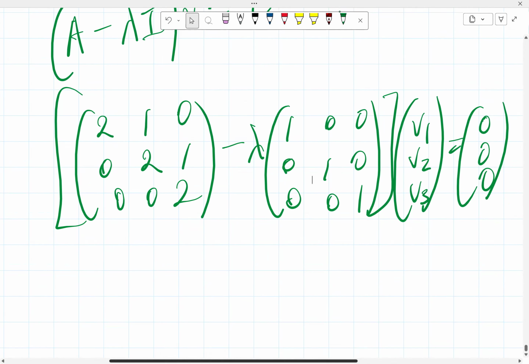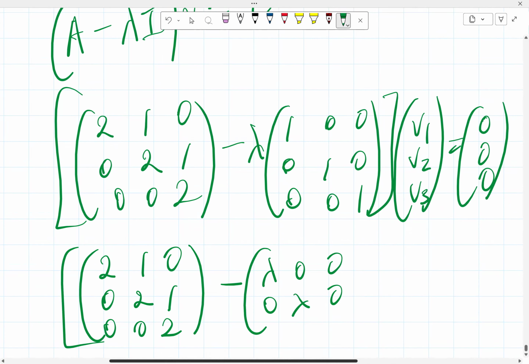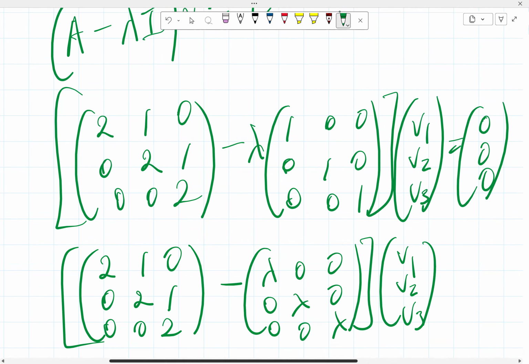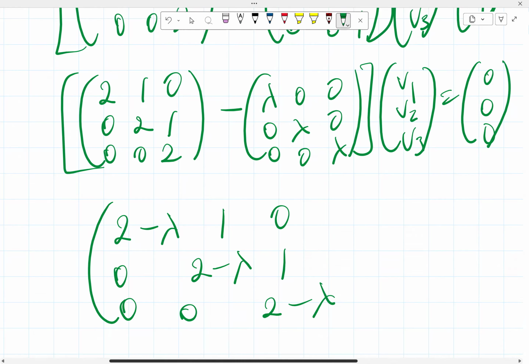So, and then we have the matrix 2, 1, 0, 0, 2, 1, 0, 0, 2, minus lambda times the identity, 0, 0, 0, lambda 0, 0, 0, lambda, into v1, v2, v3 equals 0, 0, 0, like this. So we tidy all this up. We have 2 minus lambda, 1, 0, 0, 2 minus lambda, 1, then 0, 0, 2 minus lambda, into v1, v2, v3.